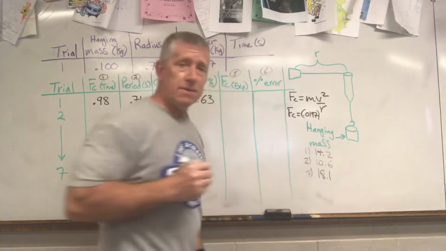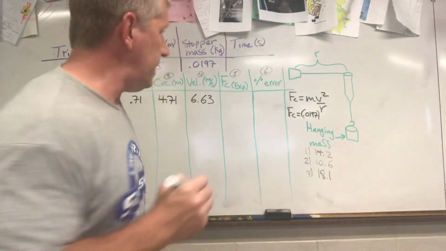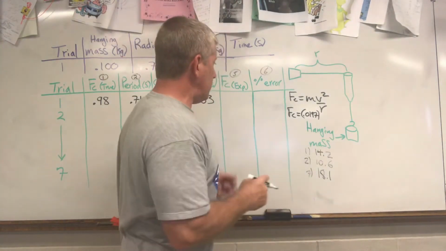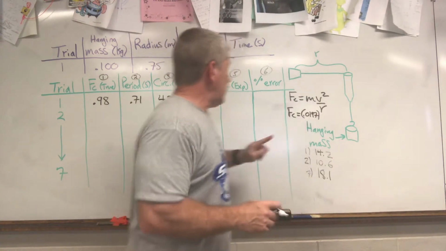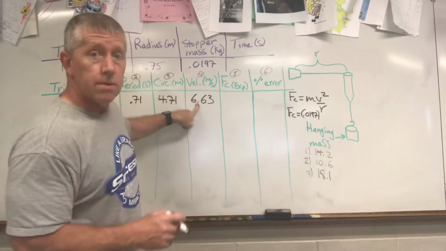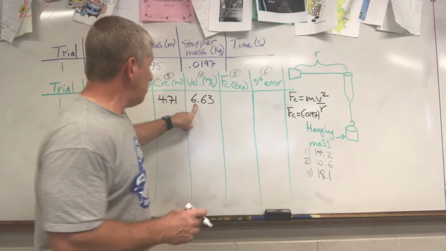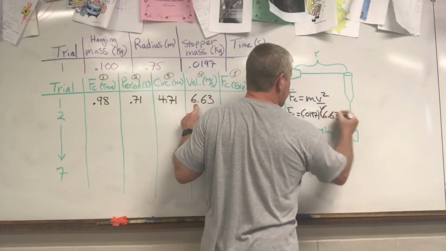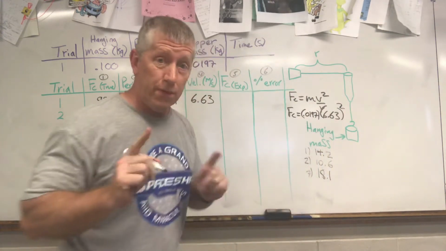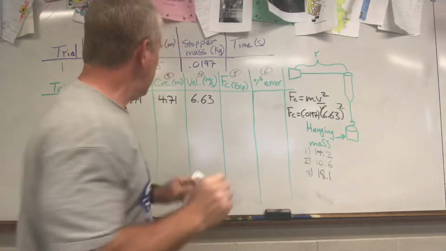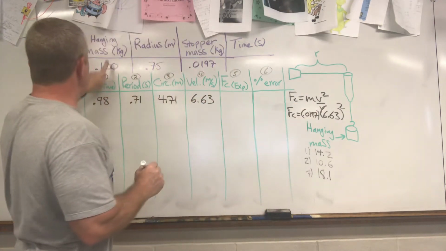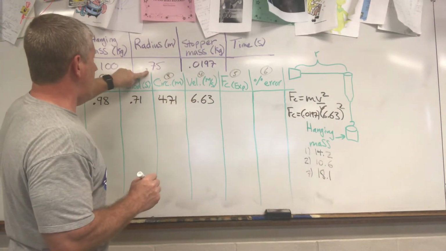I don't know if you can see that. It's kind of small up there. I think you can see that. Well, you can at least know what I'm putting there. And you can do this yourself. That's stopper mass. The velocity, we calculated that in the last calculation. 6.63. And we're going to square that. Don't forget that's got to be squared when you do the math. Divided by the radius. The radius is 0.75.